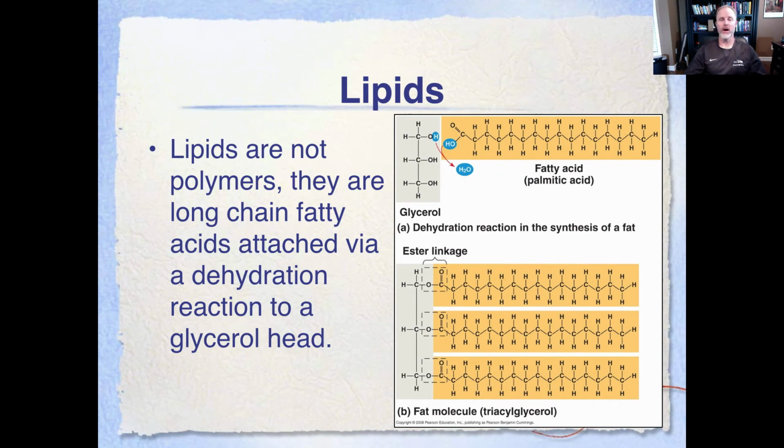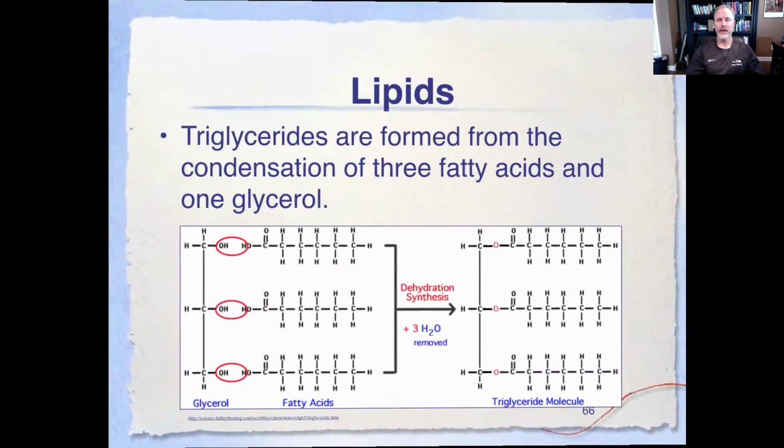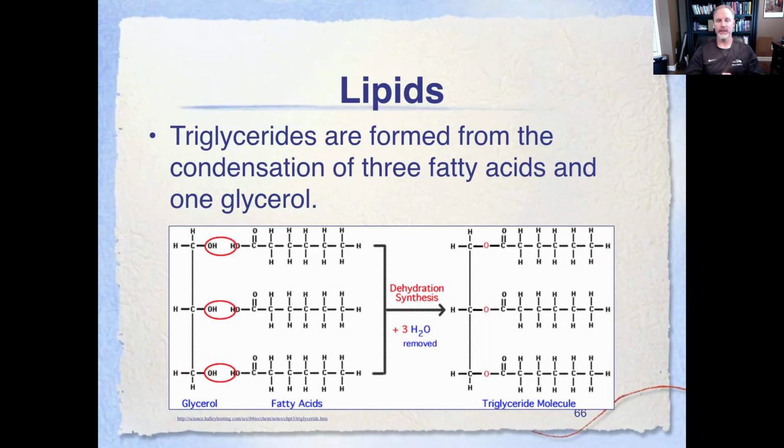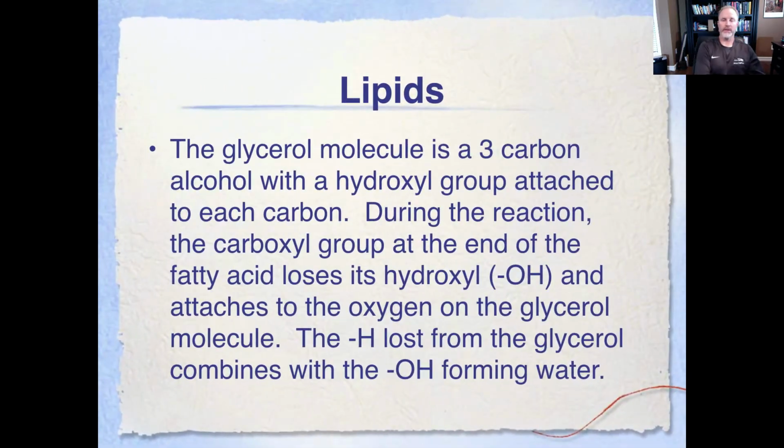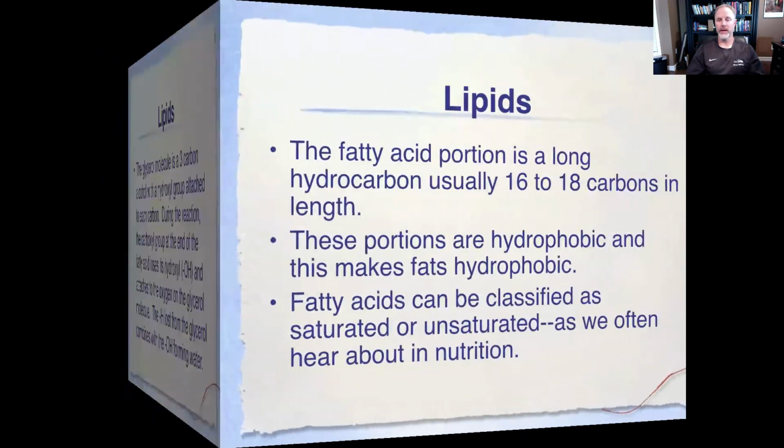These are long fatty acid chains attached to a glycerol head through a dehydration reaction. In this reaction, water is given off as the hydroxyl group is lost from the fatty acid chain and the hydrogen is lost from the glycerol head, as you can see right here. So this is where you're losing that water molecule, and then you have this long fatty acid chain being added to the glycerol head. And you do that 3 times, and this is where you're getting these triglyceride molecules from.